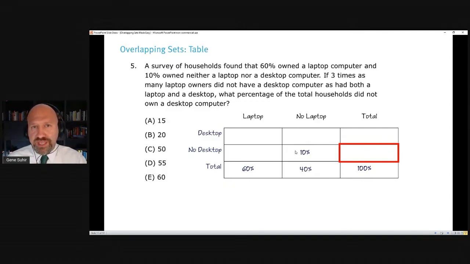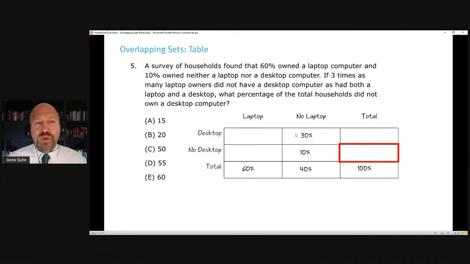There are a few additional things we can fill in before we go to the next part of the problem upstairs. The bottom row has to add up to 100. 60 plus what is 100? 60 plus 40. So we have 40%. We then have two out of three cells in that middle column. What plus 10 is 40? That's 30%. Once you get some practice in with these different approaches, they start to become, dare I say, maybe even a little bit fun as you get accustomed to when to use which approach.